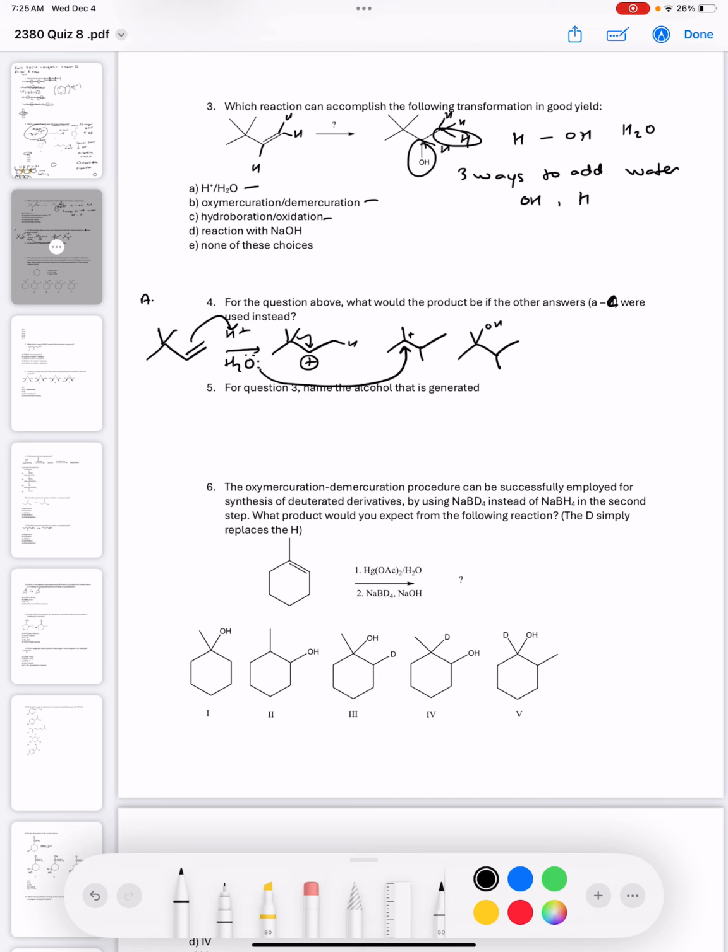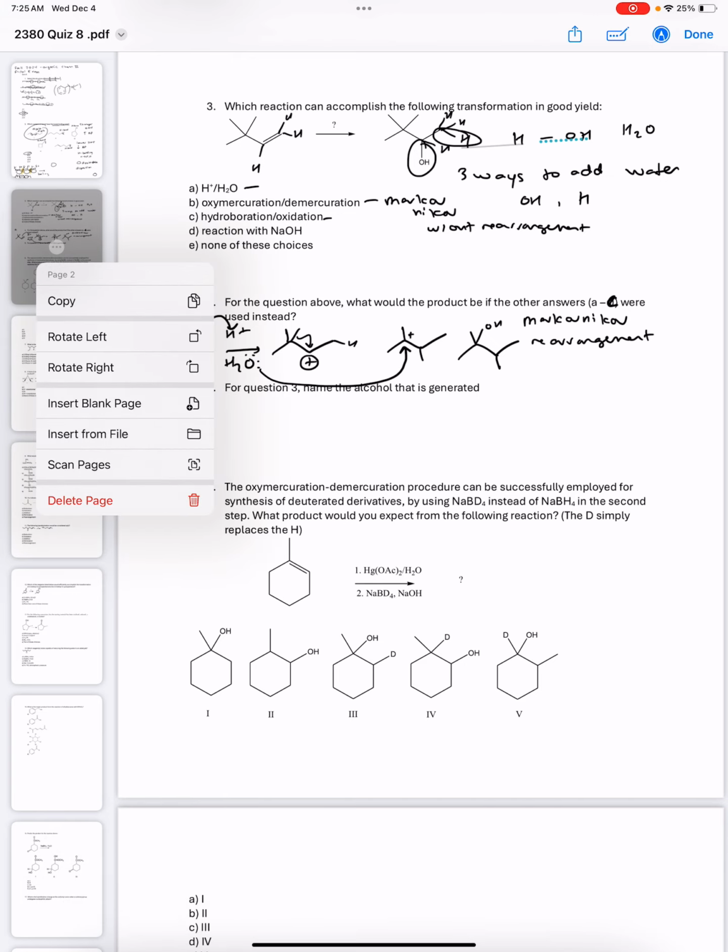So this adds Markovnikov, but it also has the possibility of rearrangement because of that carbocation. Now, oxymercuration-demercuration will add Markovnikov, but with no rearrangement. And what I mean when I say Markovnikov is that, I'm going to add a page in.